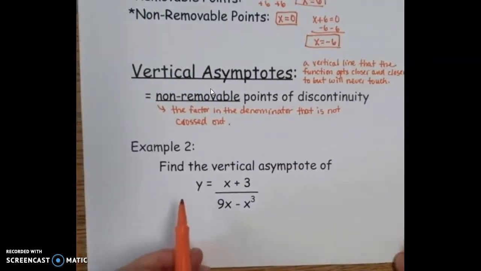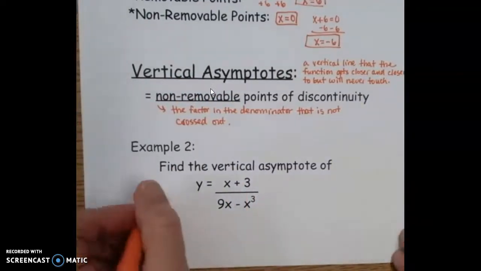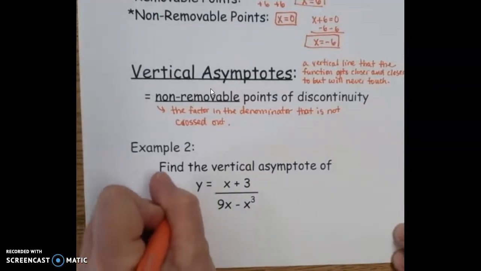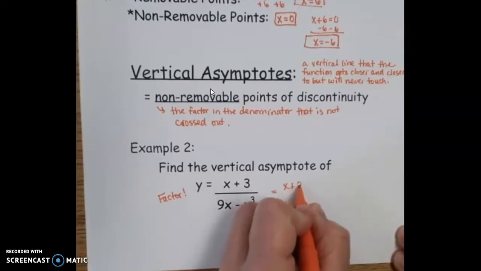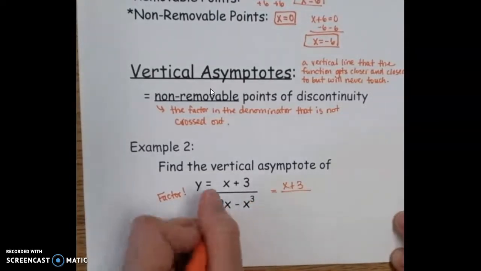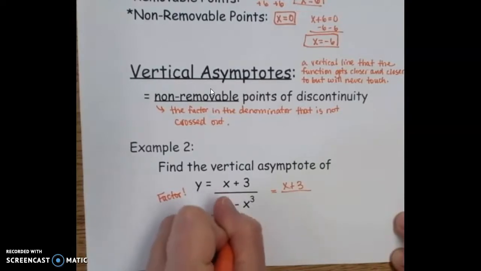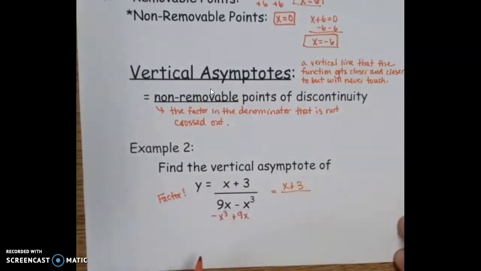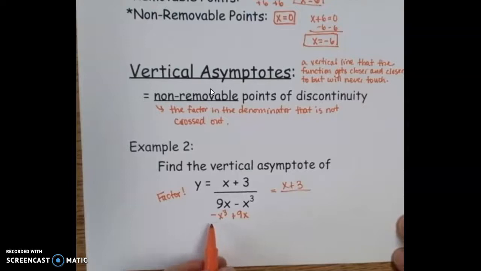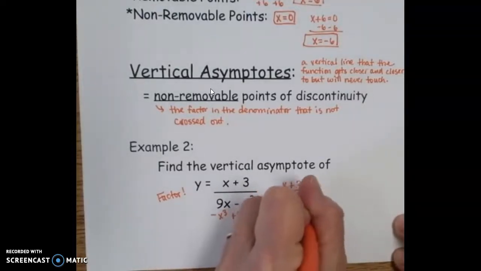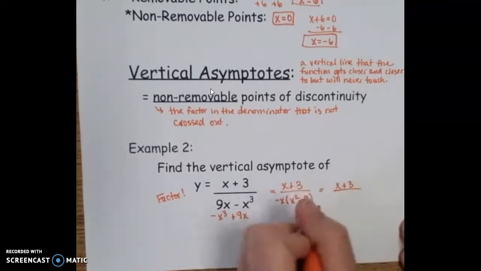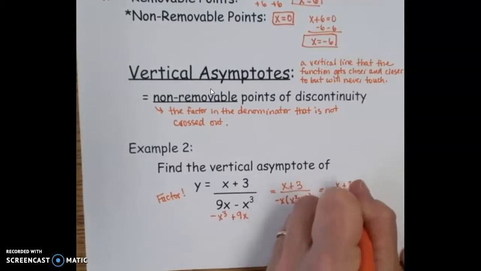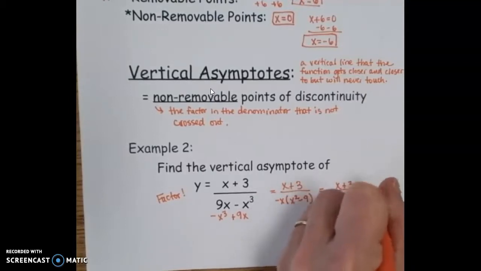Alright, so example 2 says find the vertical asymptote of the function. So again, the first thing we need to do is factor. We can't factor the numerator. The denominator I'm going to rewrite first as negative x to the third plus 9x to put it in descending order. Then I'm going to factor out a negative x, and that's going to leave me with x squared minus 9, which is a difference of squares.